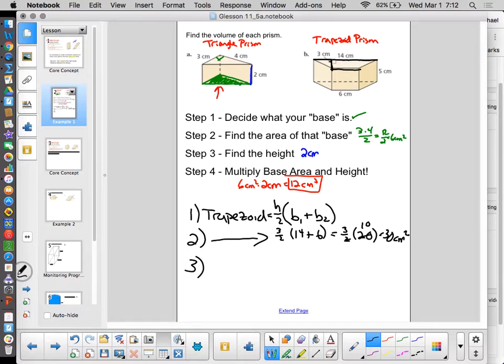Step 3, find the height of the prism. Not the height of the trapezoid, but the height of the prism. And again, it's a little confusing because I've got two different heights I'm dealing with here. But here we're talking about the height of the prism, the distance between the bases, 5 centimeters. And once I've got all that done, the rest is easy. We simply multiply the base area times the height of the prism, and I get 150 centimeters cubed.